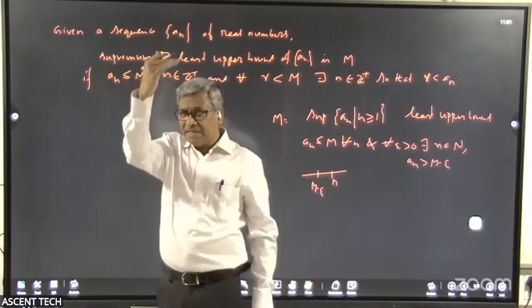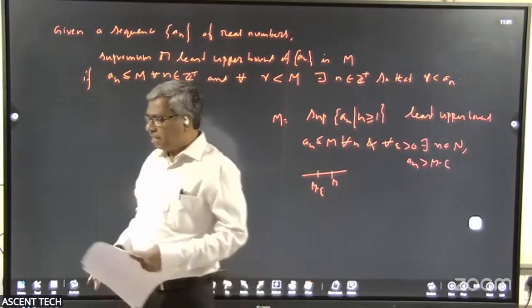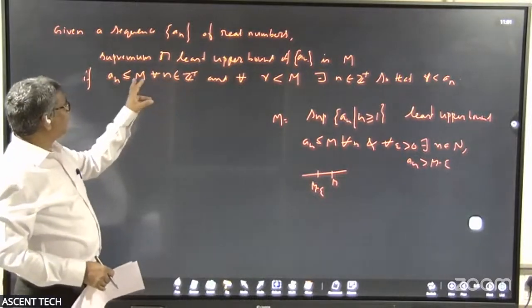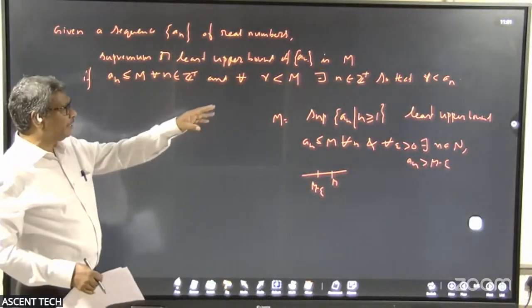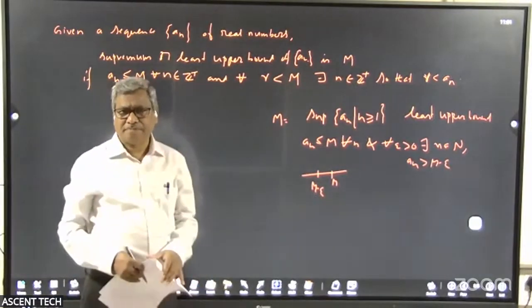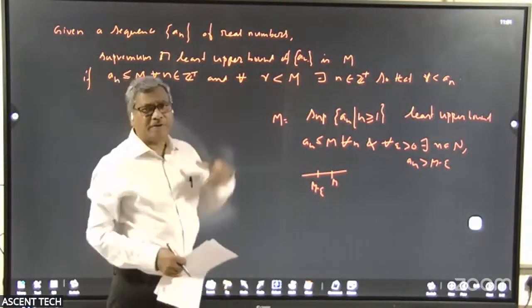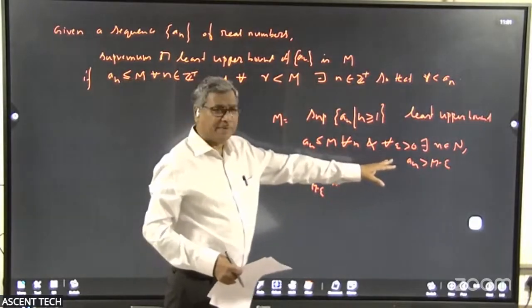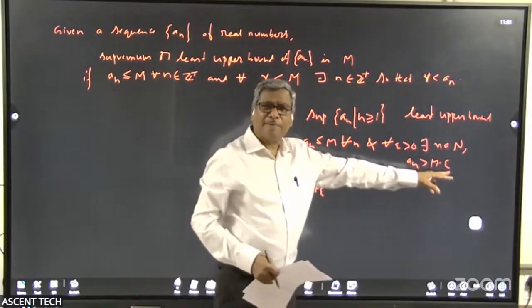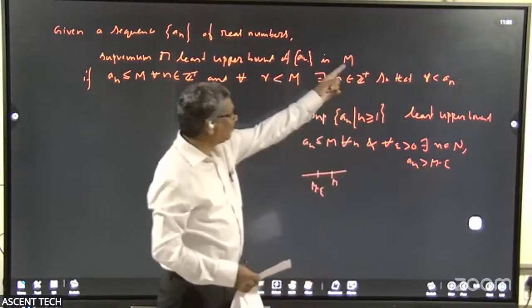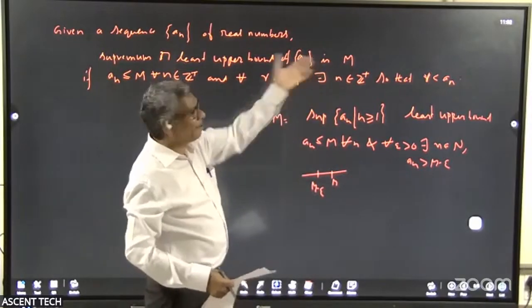Okay, so M is the least upper bound. It is an upper bound because it's bigger than every one of them. But it's the least upper bound because if I go below M anywhere, some of them will cross. Now, this definition works even if M is infinity. The earlier definition doesn't work if M is infinity because M minus epsilon doesn't make sense. So I decided on a definition where M can be infinity too.